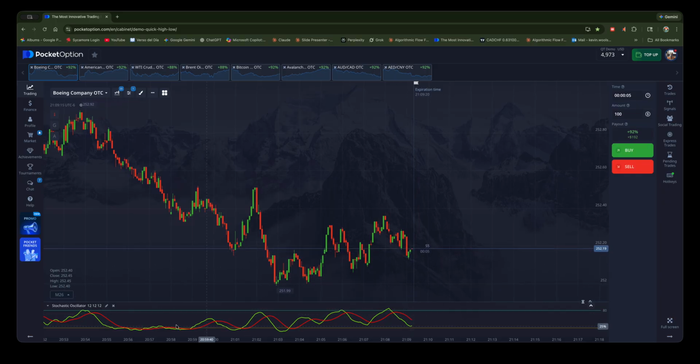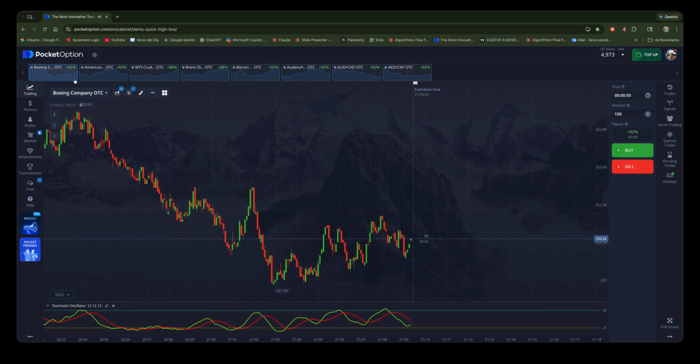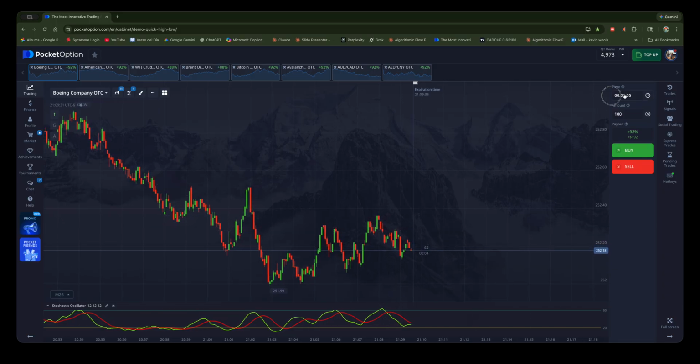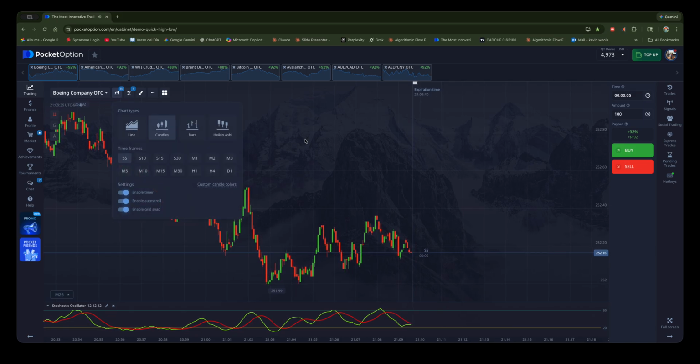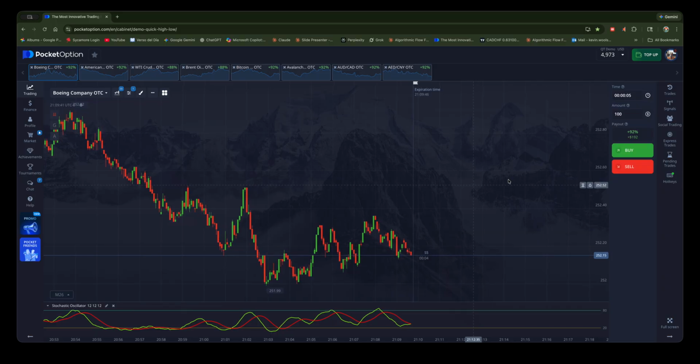Okay, anyhow, you can see that our stochastic has some really nice crossovers here. Okay, we might go ahead and try this one here when it comes up on the crossover. If we get enough momentum, if this trend line breaks right here, if this continues, we'll go for a 5-second buy. We're on 5-second candles as well. Okay, so we're trading at 9:09 Central Standard Time on the Saturday.